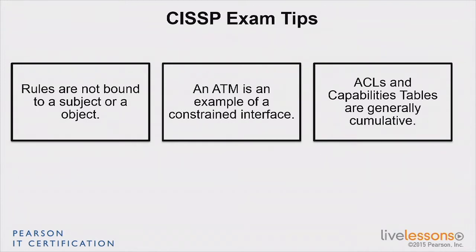So that brings us to our CISSP exam tips. Remember first that rules are not bound to a subject or an object. They are not identity-based. Second, an ATM is an example of a constrained interface. And lastly, ACLs and capabilities tables are generally cumulative.